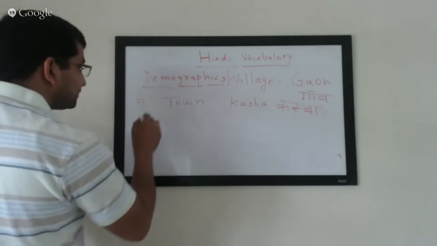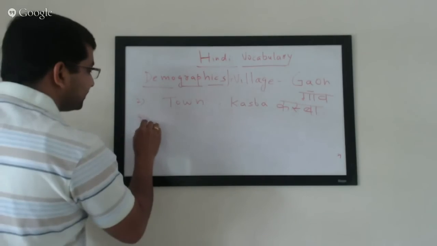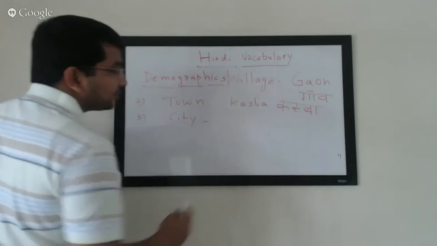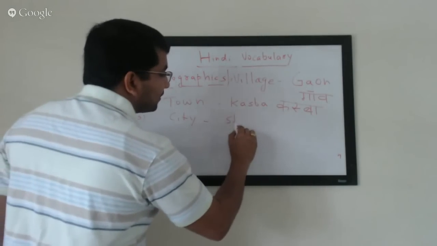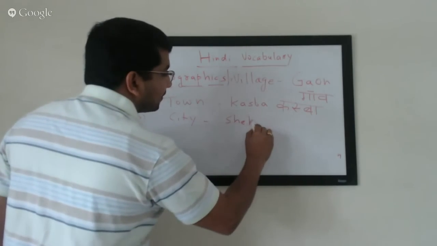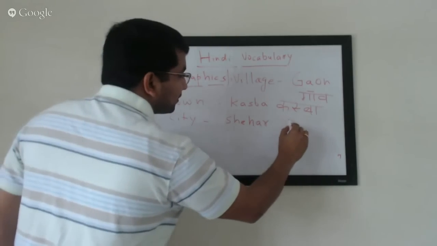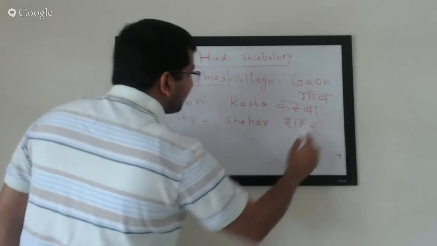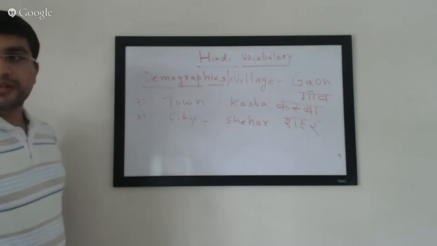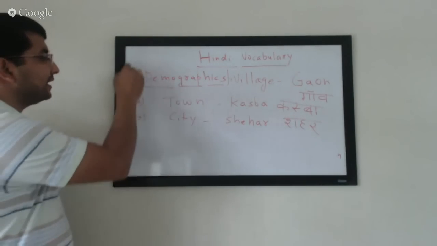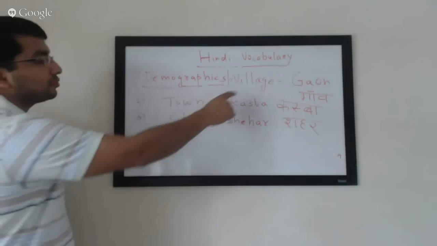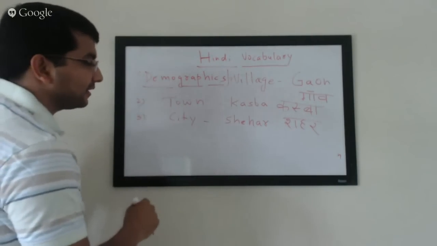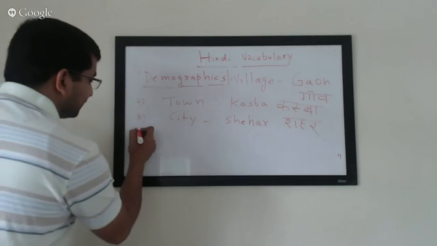Third unit I have is city, which is what we just saw in the song, which is sheher. By now you must have seen the way we are going through it, it's basically in an incremental manner, right? So the smallest unit is village, and after that we have a town, after that we have a city, and we'll continue to increase the scale here.